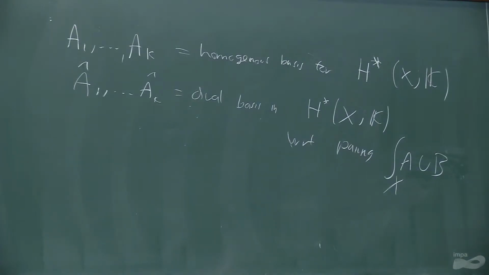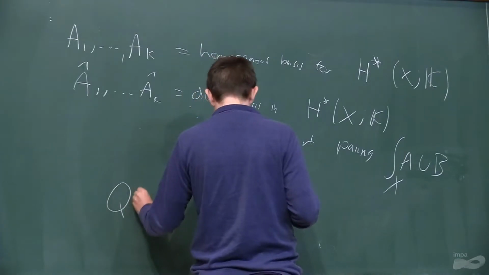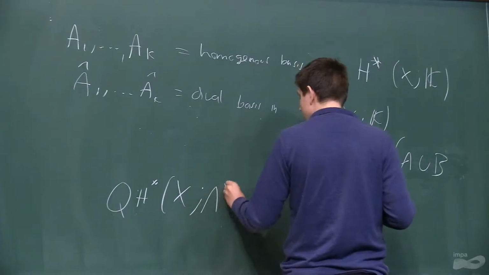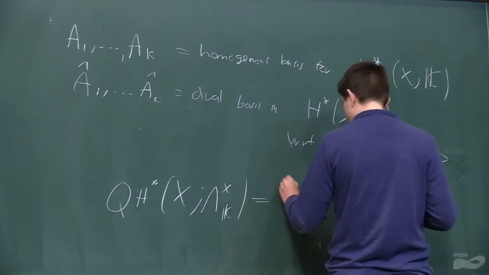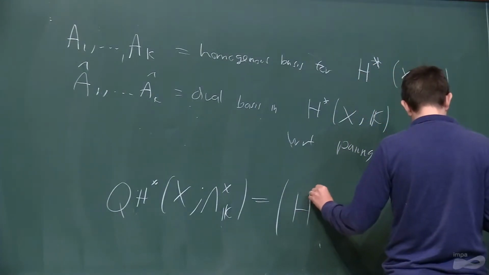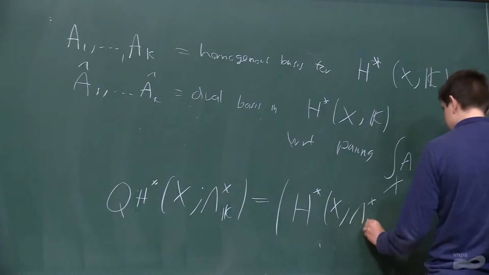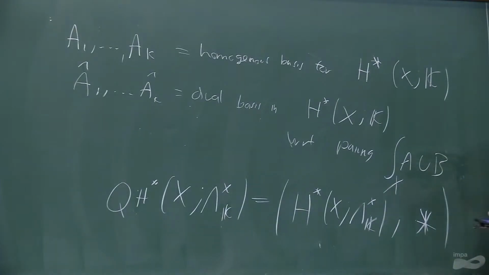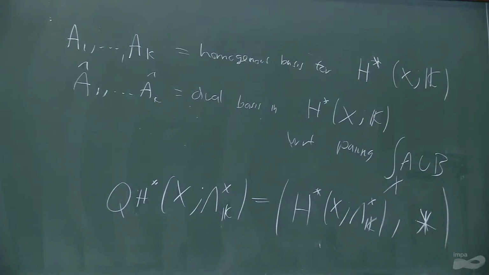And then we have quantum cohomology. As a module, this is just cohomology. And then we have some product, which I write as star. And then you just need to determine what the product is on these basis elements.